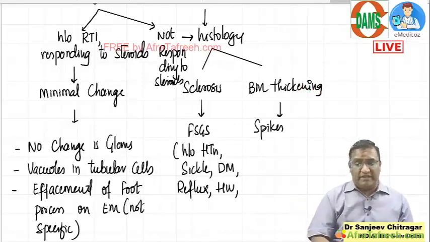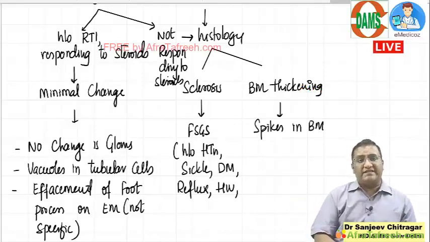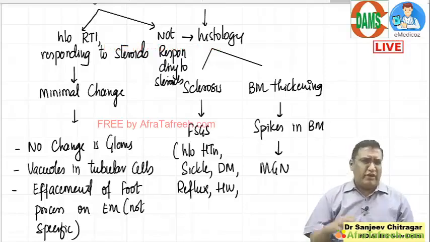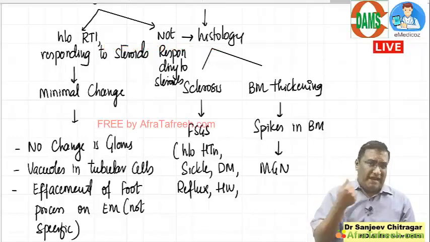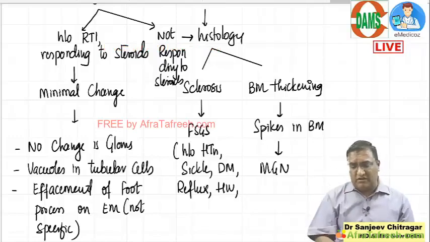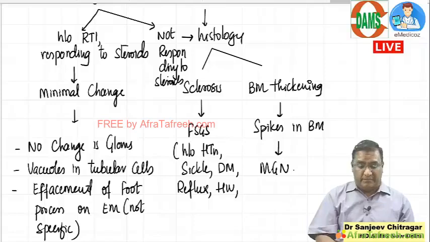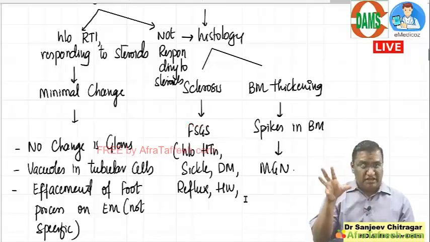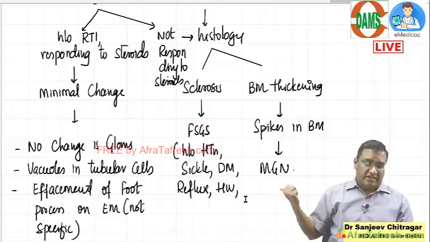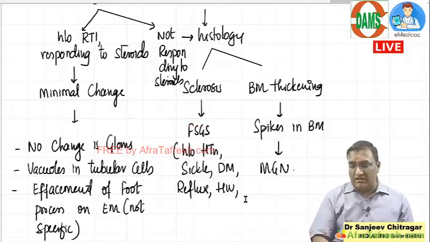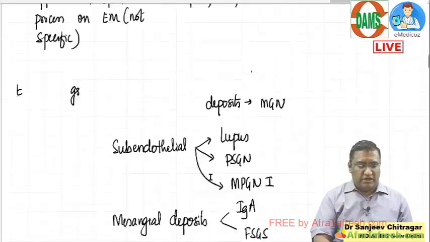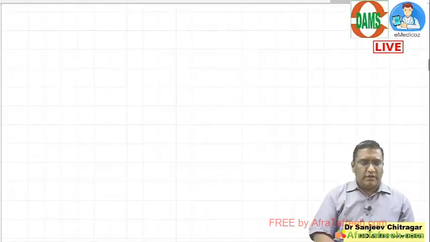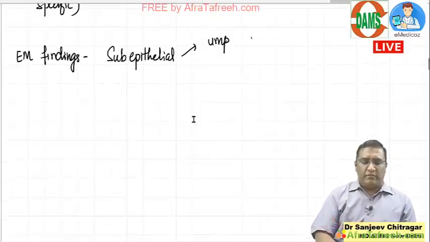Look for basement membrane thickening. If basement membrane thickening is seen, then spikes in the basement membrane, if they are seen, definitely we are thinking of a MGN. For MGN, usually we get a history of malignancies, etc. That will be given to you there, right? And elderly patient, not young. FSGS occurs in adults, but in young adults, not elderly, whereas MGN occurs in elderly.